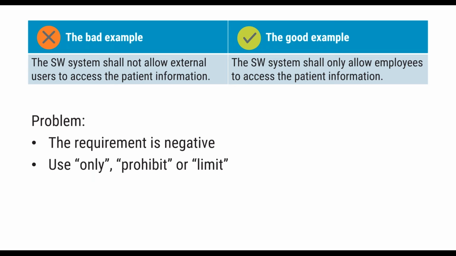What you can do when you have a not in your requirement and want to avoid that, you could sometimes work around it by using words like only or prohibit or limit. That makes it better or more in accordance with the rules, and therefore you would achieve an unambiguous requirement.